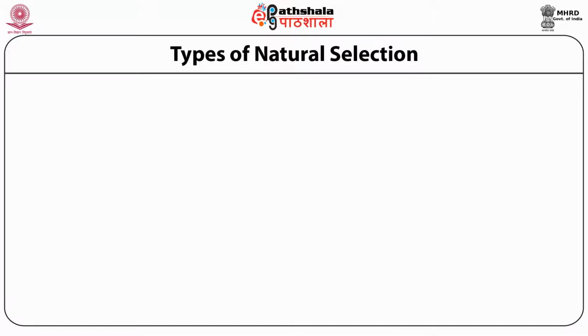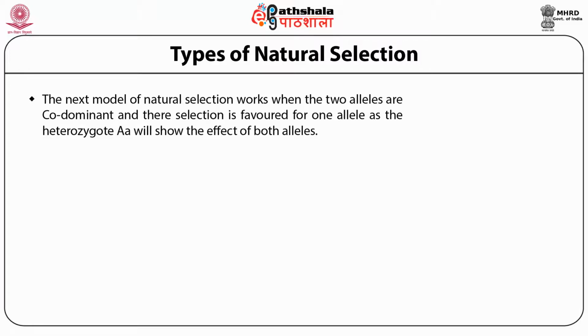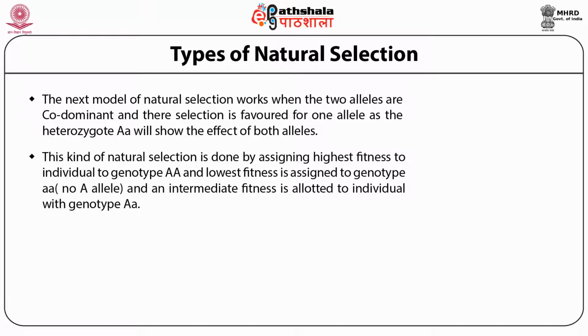Now let us understand selection with the codominant allele. In this model of natural selection, when the two alleles are codominant and selection favors one allele, the heterozygote, that is capital A small a, will show the effect of both alleles. This kind of natural selection is done by assigning highest fitness to genotype capital AA, lowest fitness to genotype small aa, no A allele, and an intermediate fitness to individuals with genotype capital A small a, which can be further understood by this graph.